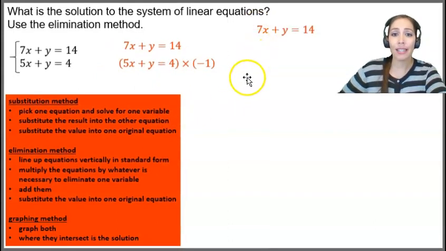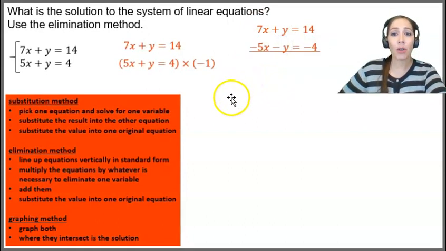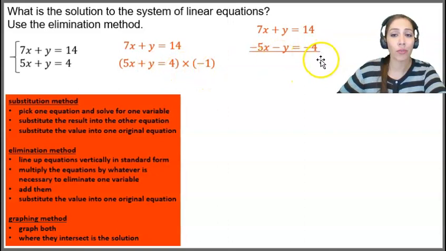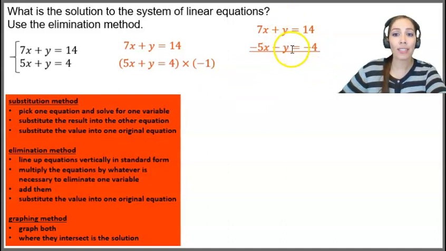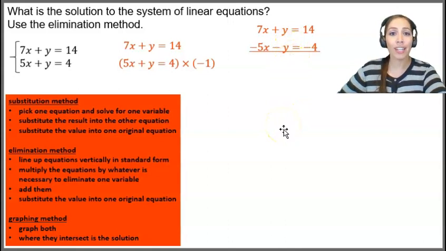When I do that, the 7x plus y equals 14 stays the same. But notice on the bottom one, 5 times negative 1 is negative 5x, y times negative 1 is negative y, and 4 times negative 1 is negative 4. The reason I did this is because look what our next step is: we have to add them. When we add a positive y and a negative y together, they cancel each other out. And that is what you want to do with the elimination method: get rid of one of your variables.